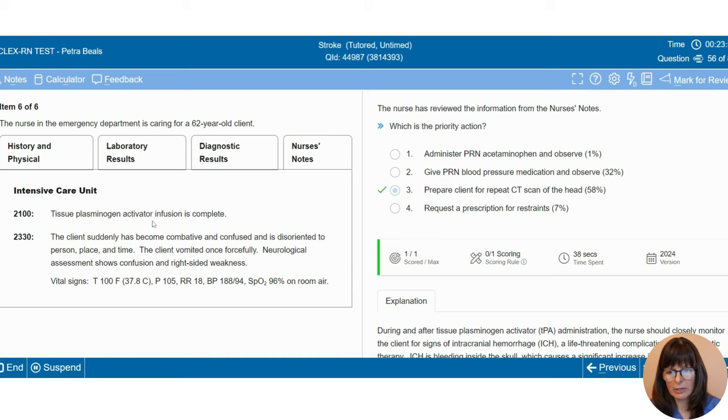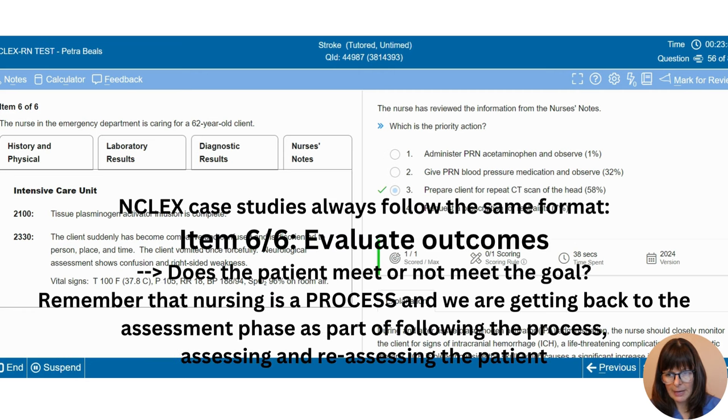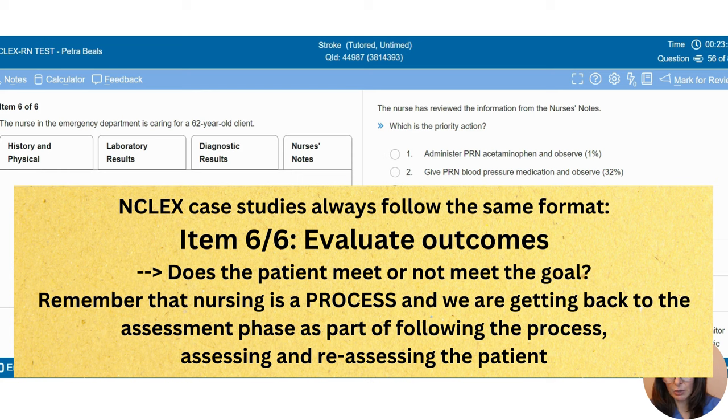The tissue plasminogen activator infusion is complete. At 23:30, so 2.5 hours later, the client suddenly has become combative and confused and is disoriented to person, place, and time. The client vomited once forcefully. Neurological assessment shows confusion and right-sided weakness. And then we have some vital signs given here: mildly elevated temperature, heart rate is up a little bit, and blood pressure is up.